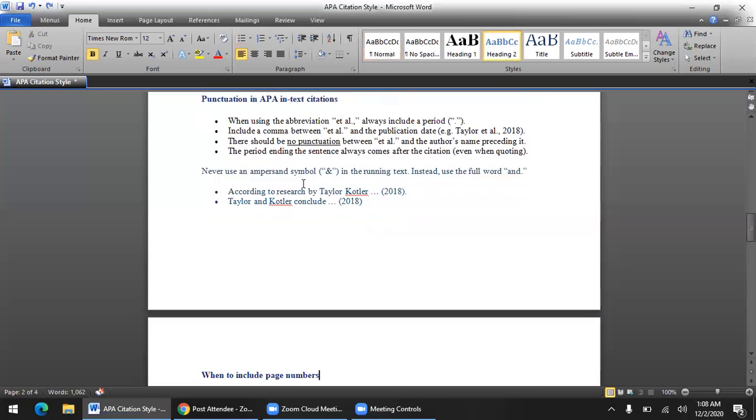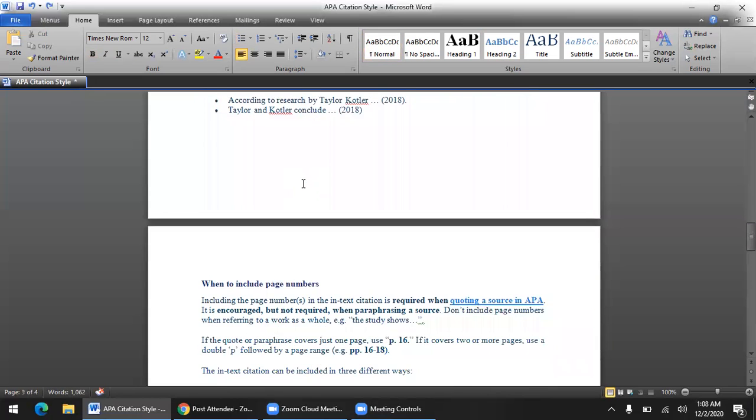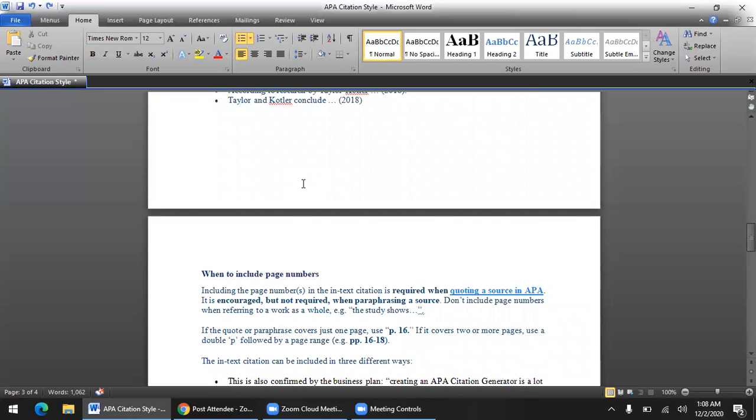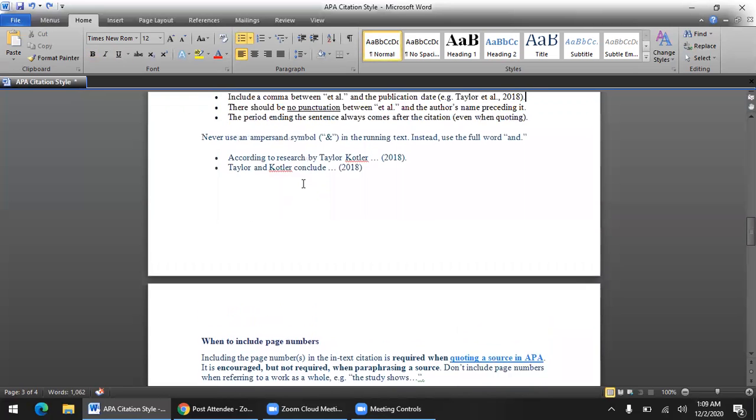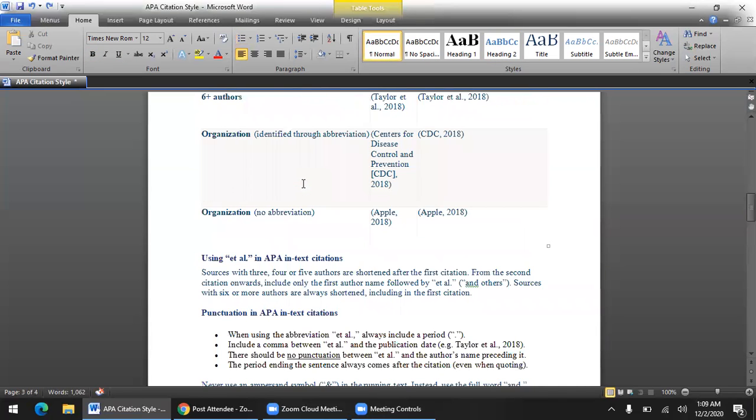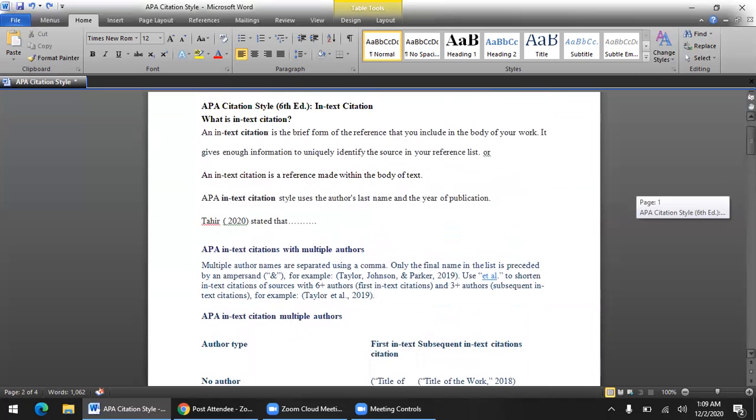Let's see when to include a page number. I will discuss this in the next lecture. Okay, learn these things in detail. It will help you a lot in your future and especially in research. It is very important and very helpful for your research work at BS level, MPhil level, and PhD levels.